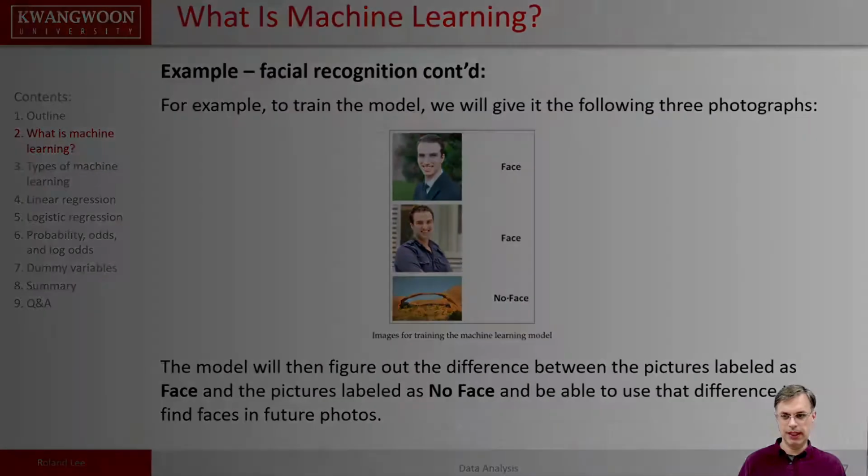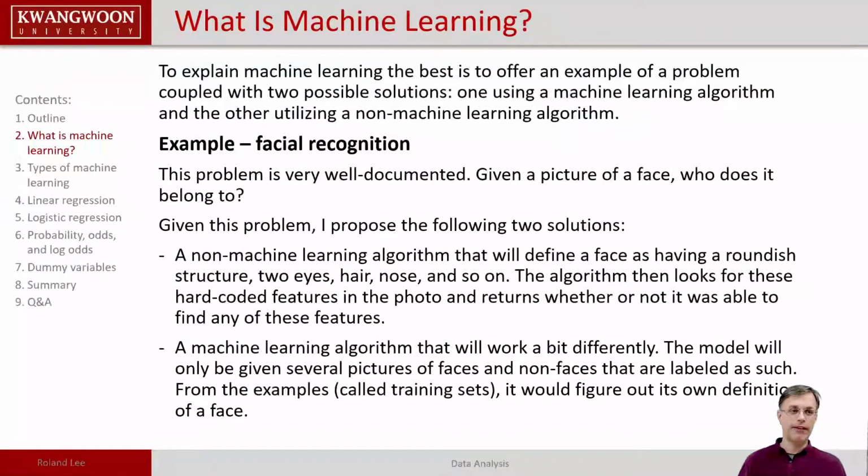So, now turn back. Let's see the two solutions. The non-machine learning algorithm will define a face as having a roundish structure, two eyes, hair, nose, and so on. The algorithm looks for these hard-coded features, so these are hard-coded and not soft-coded, in a photo, and returns whether or not it was able to find any of these features.